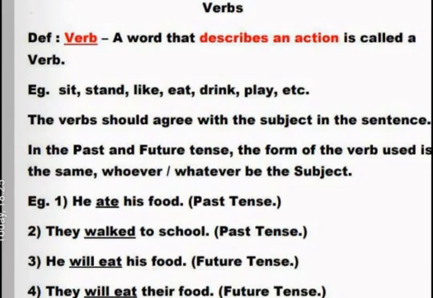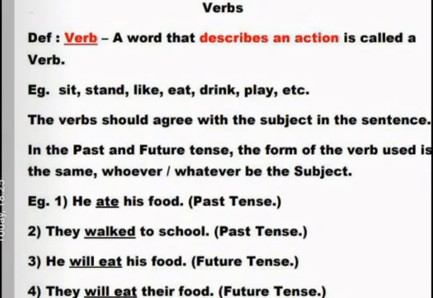In the past and future tense, the form of the verb used is the same, no matter whoever or whatever be the object. For example, he ate his food. Here the verb ate is in the past tense. They walked to school. Here again the verb walked is in the past tense. Here the subject is they, while in the first sentence the subject was he.